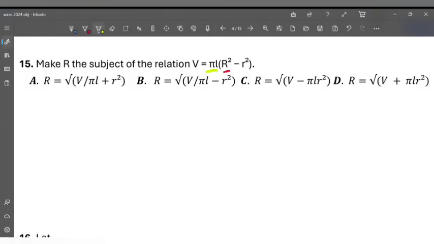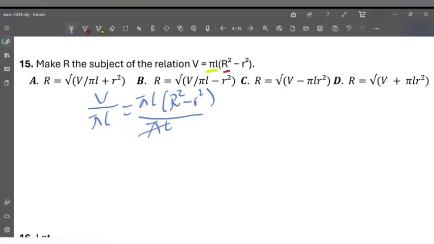It's simply to divide. If you divide through by pi l, you are going to have V over pi l is equal to pi l into R squared minus r squared. If you also divide this side by pi l, you see that the pi l this side will be cancelled. Our aim is to cancel anything that is preventing our capital letter R from standing alone. That's what it means to make something the subject of the formula.